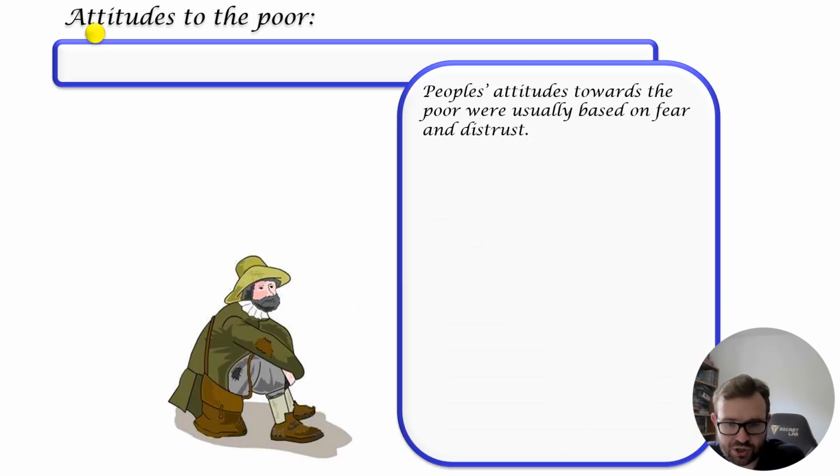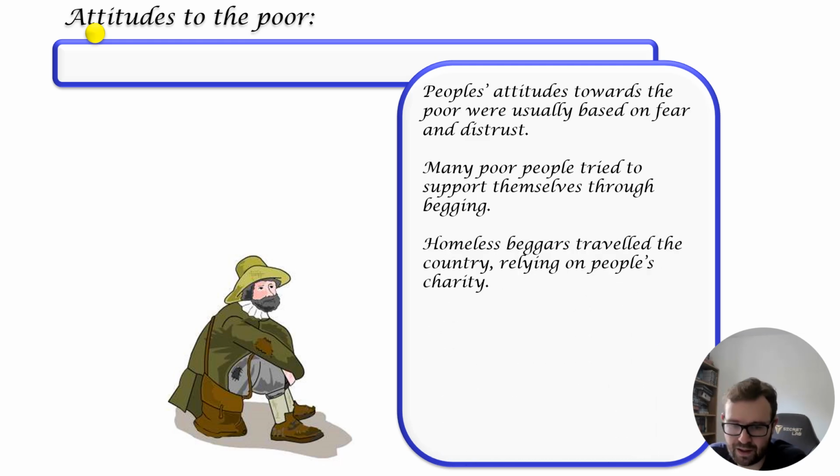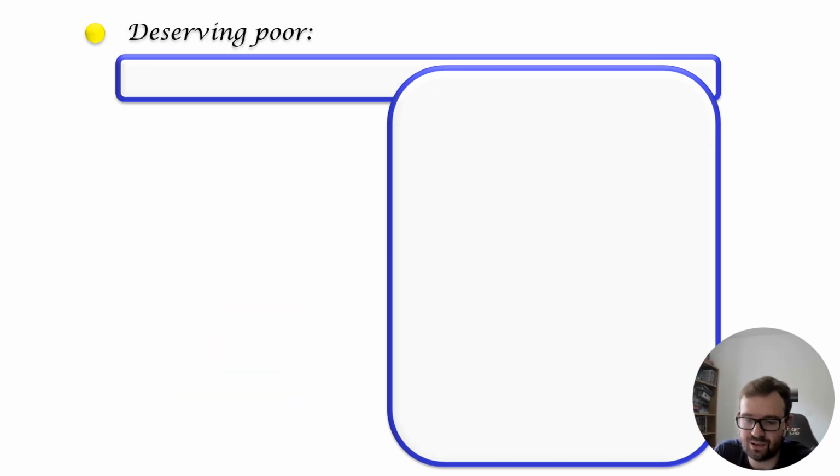So general attitudes. People's attitudes to the poor were based on fear and distrust. A lot of poor people tried to support themselves by begging. Homeless beggars traveled the country relying on people's charity. People hated these cranks who pretended to be sick or disabled. Cranks might eat soap to foam at the mouth or walk on crutches when they didn't need them.